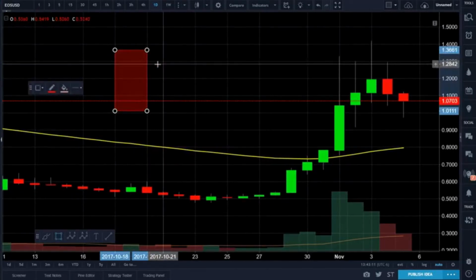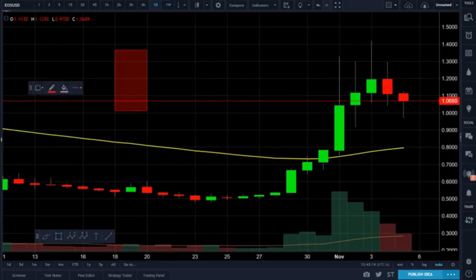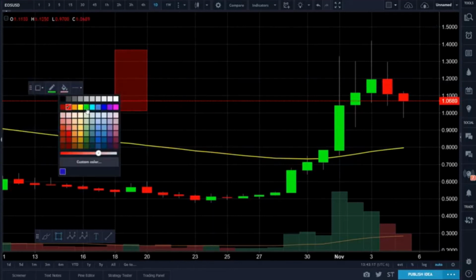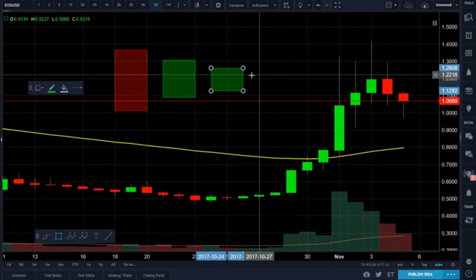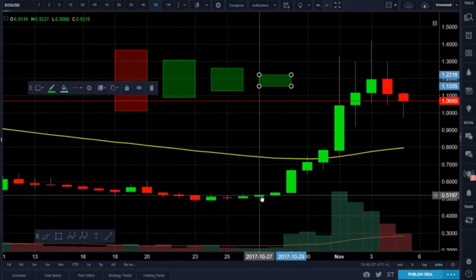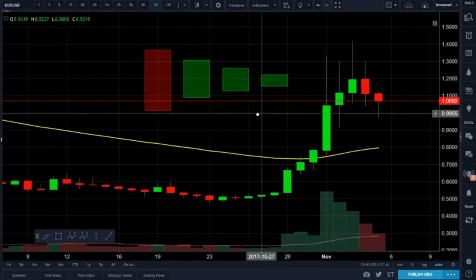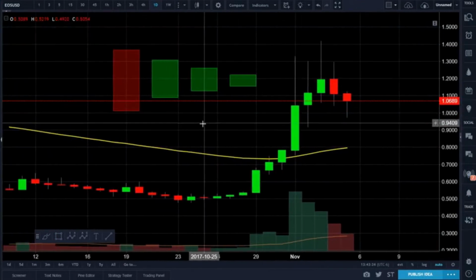Ignore the color, whether they're red or green. Red or green doesn't matter for now. Actually, I'll make the next one green. This is what an inside candle is, okay? The bodies are getting smaller and smaller, and they're consolidating within the same range. Usually what happens when inside candles are forming is that a breakout is going to occur.